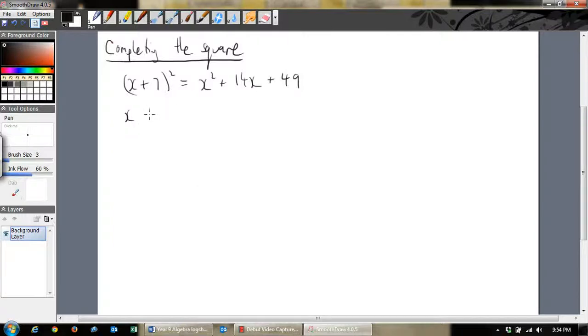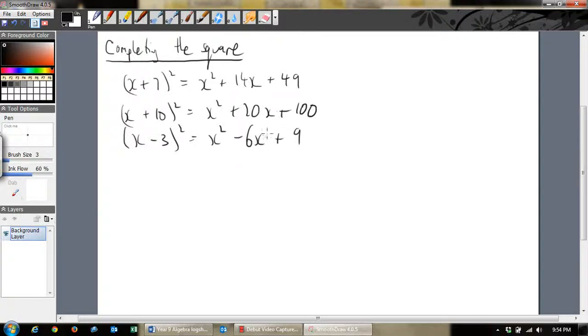Let's do x plus 10 squared, which will be x squared plus 20x plus 100, and I'll just do a minus in here. x minus 3 squared will be x squared minus 6x plus 9. Okay, now what we're going to do this time is sort of go backwards.